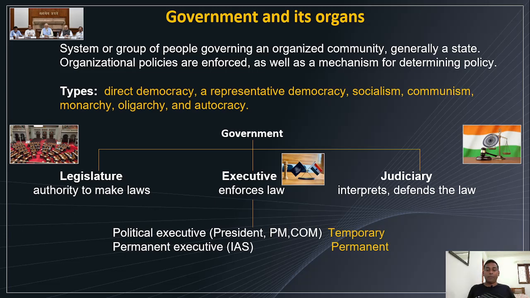And executive, the very meaning is execution, right? Executing, enforces the law, enforces the principles and policies of the government. That's what executive is. Then judiciary. Judiciary is the third organ of government that interprets and defends the law. Judiciary is the interpreter of the constitution, right? Okay, so these are the three organs of government: legislature, executive, and judiciary.